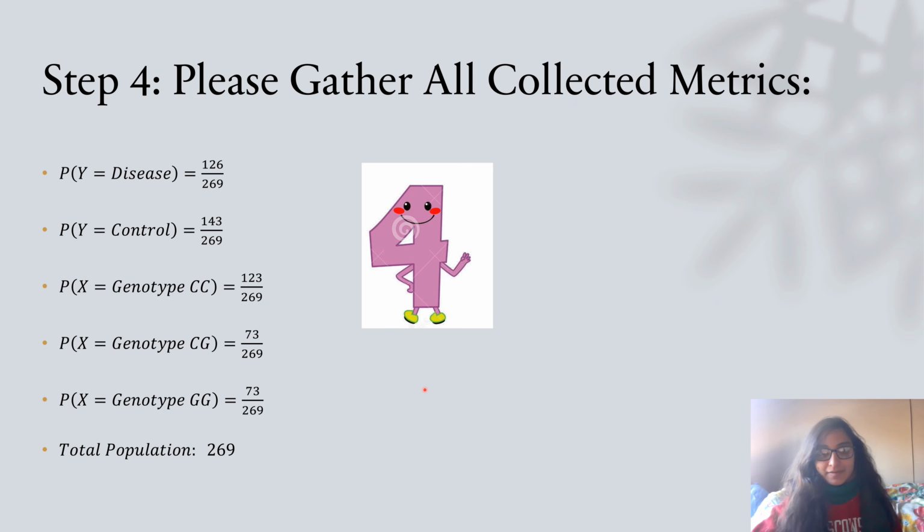And again, these are all the metrics that we've gathered: the probability of the disease, the probability of type 1 diabetes here, the probability of not having the disease being in the control, and the probability of each of the genotypes of interest here in the population. We find that GG and CG are the same, and then the total population count. So these are all the metrics we've gathered in step 4.